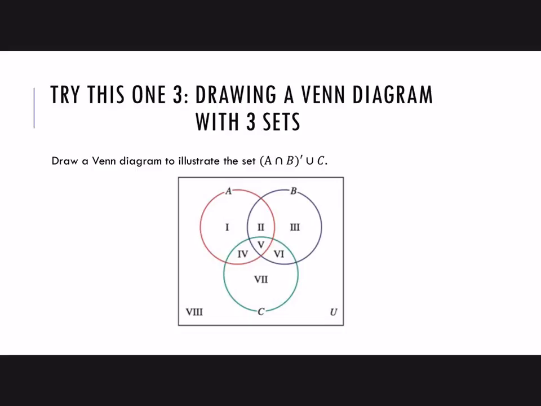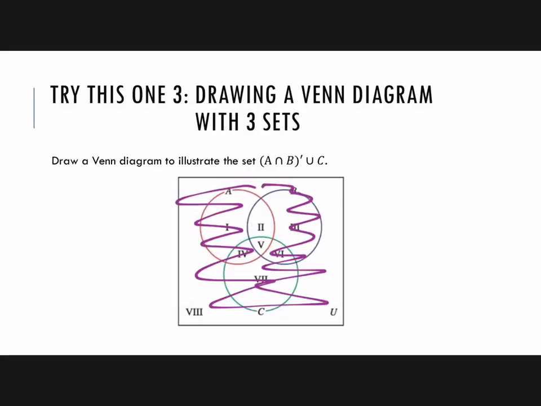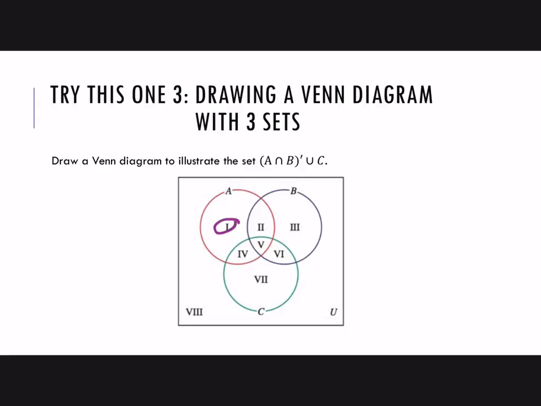Alright, try this one. Okay, you might want to pause. All right, we'll go over the answer. Okay, so we have A intersected with B. That's here. The complement is everything else. And actually, I might even just circle the regions we're talking about. Okay, those are A intersected with B complement.